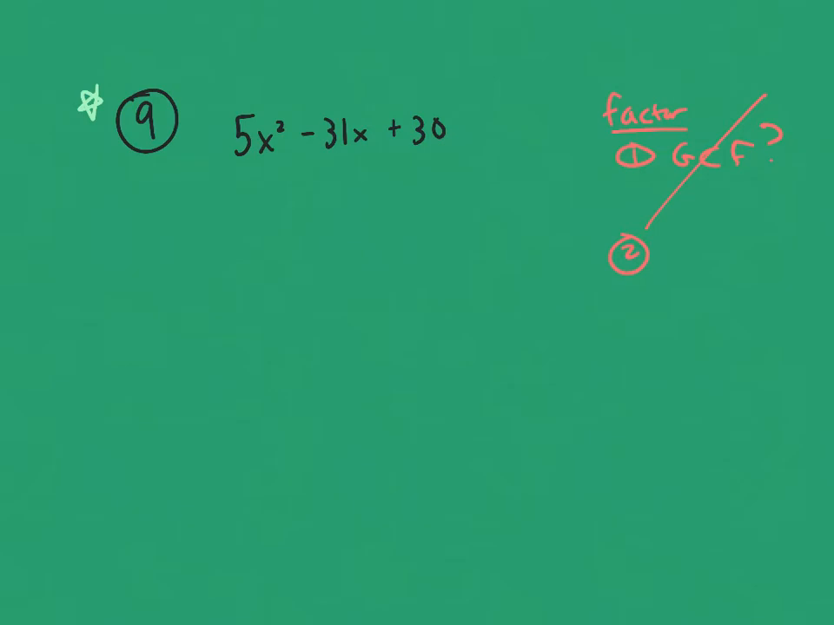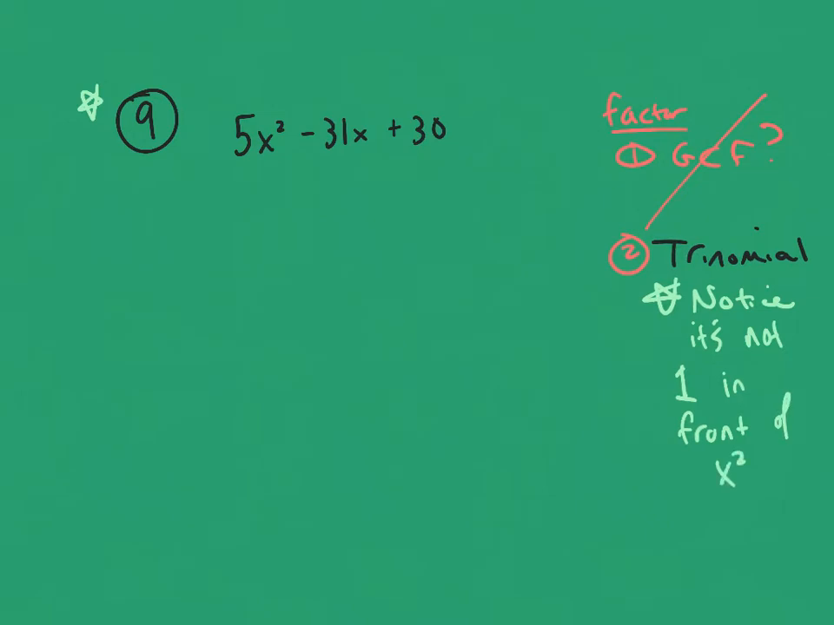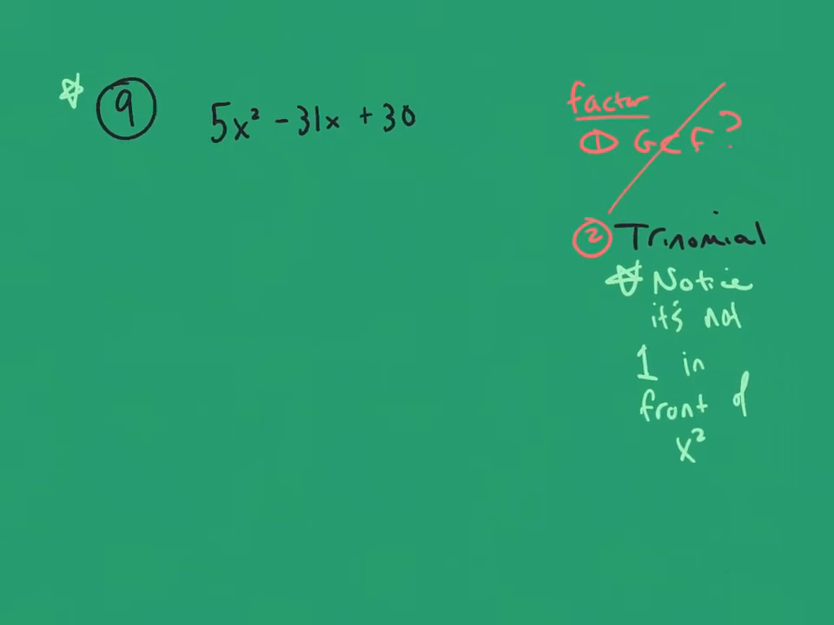Second, it's a trinomial. But the reason I put the star there is I want you to notice that the number in front of x squared isn't 1. On the last couple examples we looked at, it was x squared by itself at the front with a 1 in front of it, an invisible 1. It's not 1 in front of x squared. So there's different ways to do this. I'm going to go ahead and use the AC method.